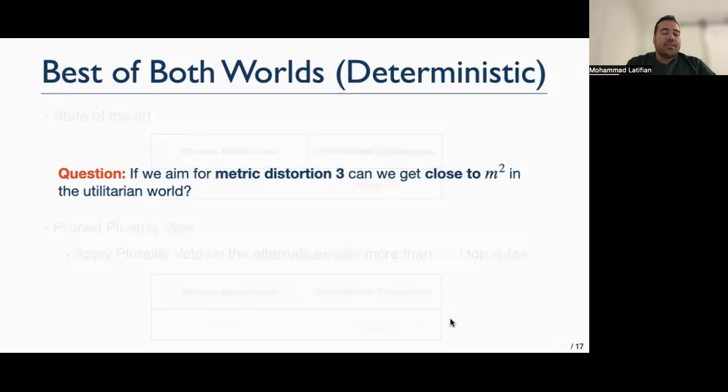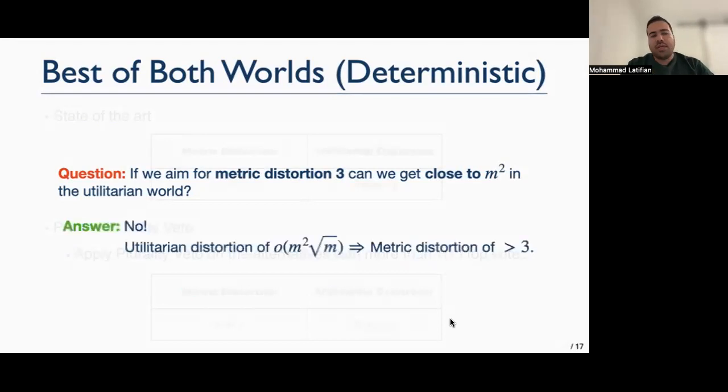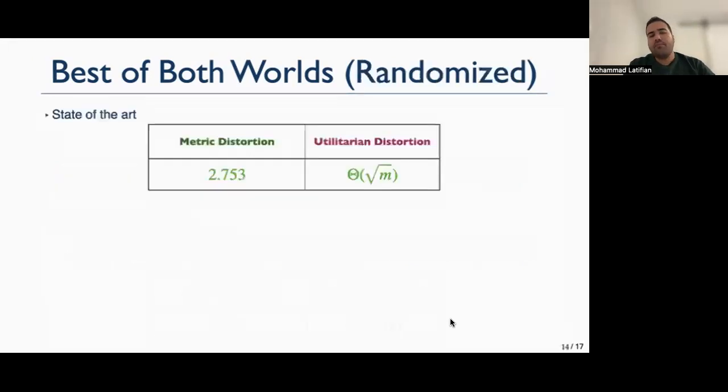But the question is, can we get exactly optimal distortion in the metric setting while getting somehow close to asymptotically optimal utilitarian distortion? We answer this question negatively and show that if we want any utilitarian distortion less than m squared, a square root of m, the metric distortion is strictly greater than 3. In the randomized setting, we know that the best metric distortion that we can get is 2.753, which is a very recent result.